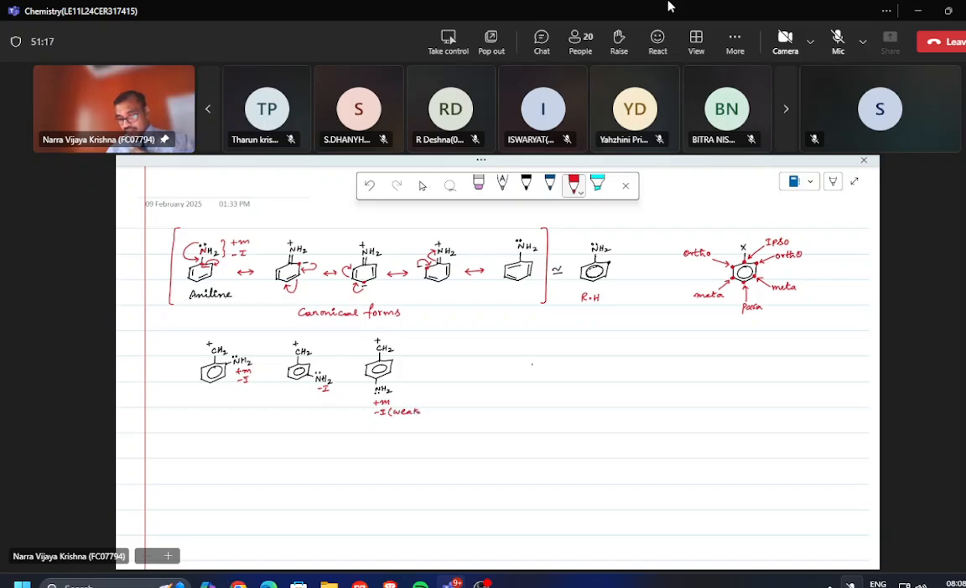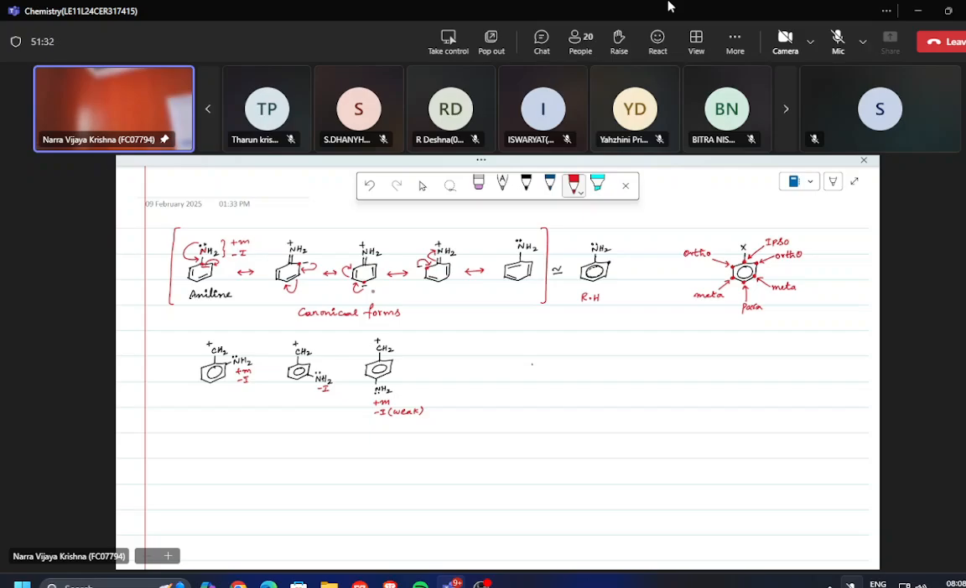Reason? It is 4 bonds away. So the -I effect does not operate. What does the -I effect do? Because of the -I effect, what happens? Electrons will be pulled. A -I group means it will pull electrons.